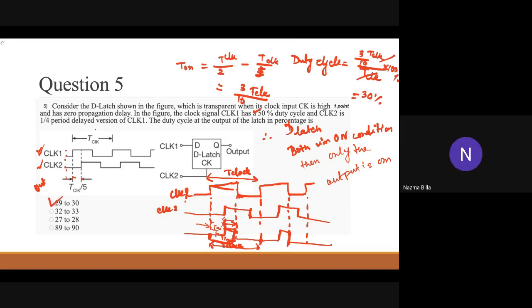Ma'am, I have one doubt. In the question, they have mentioned that clock 2 is delayed by 1 by 4th period, but in the diagram, they have shown it is clock by 5. So maybe there is a mistake here. 1 by 5th period, I think it will be, because in the diagram it is shown T clock by 5. It is delayed, right? Maybe there is a printing mistake. Okay, ma'am. Now you can leave.